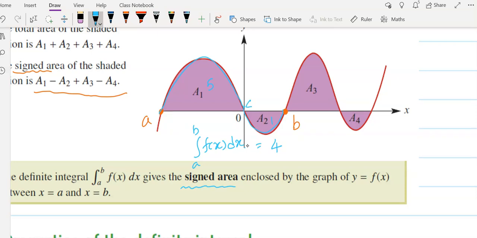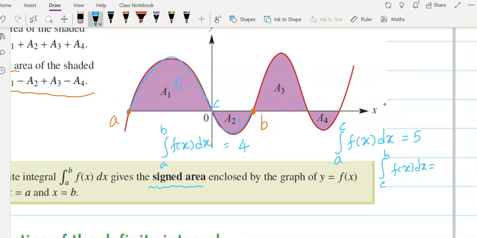Which means I need to definitely split. Let's say this is C. I need to split my integral from A to C first, which gives me value 5. And then also I need to consider C to B, which gives me value, well, because it's below the x-axis, it will give you negative 1.